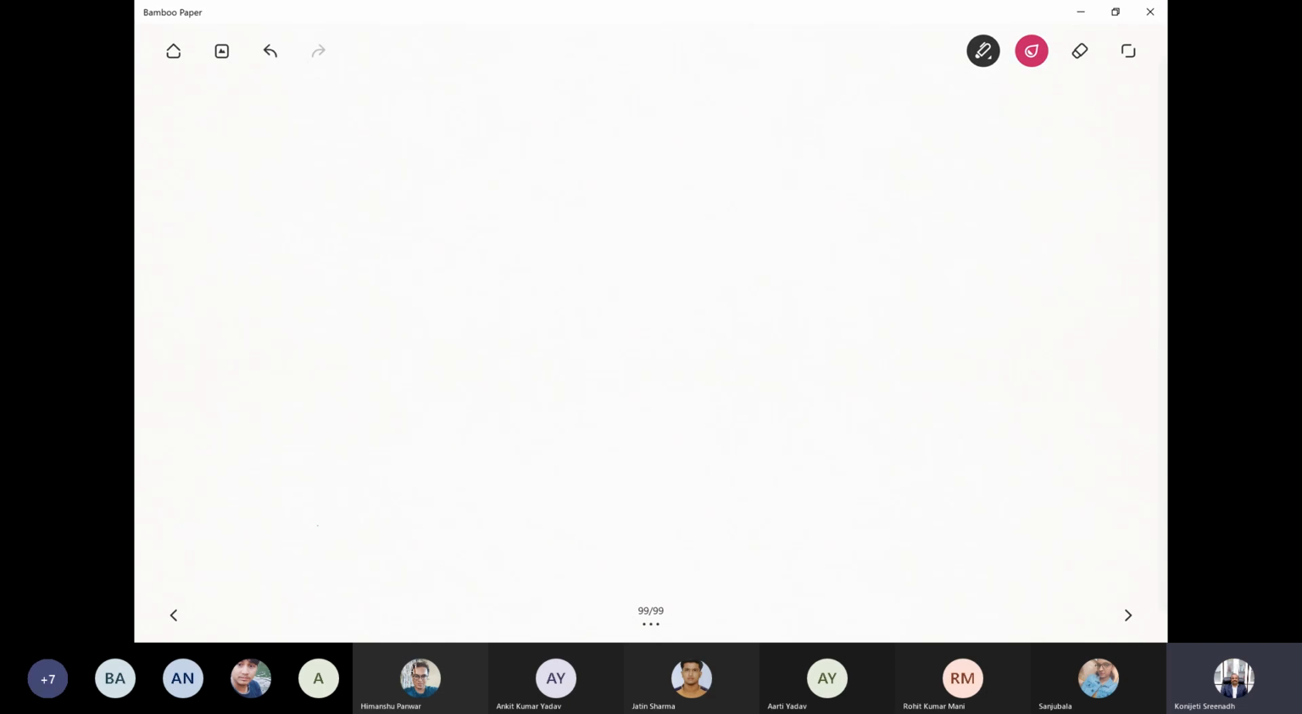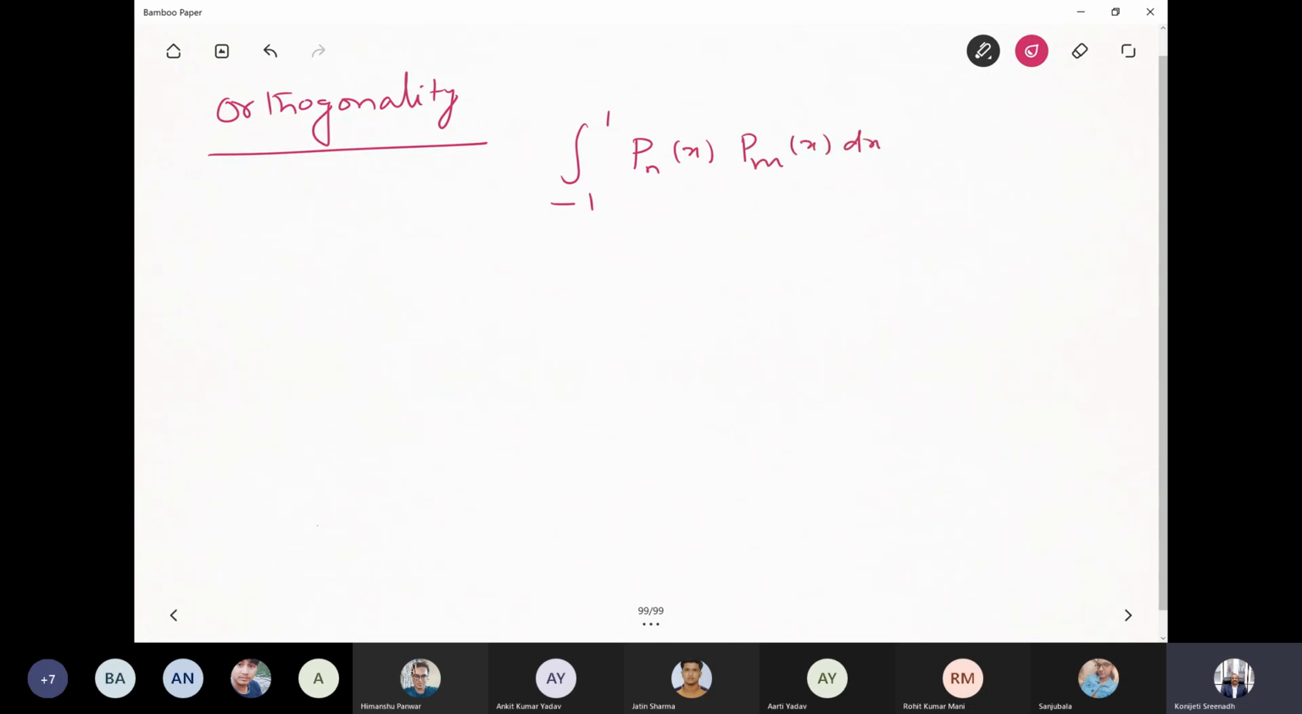And the other one is about orthogonality. Orthogonality is in the sense that if I take the integral from minus 1 to 1 of Pn(x) Pm(x) dx, this is going to be 0 when n is not equal to m. That is the first thing. And what happens when n equals m is the integral from minus 1 to 1 of Pn square, that is going to be 2 by 2n plus 1.